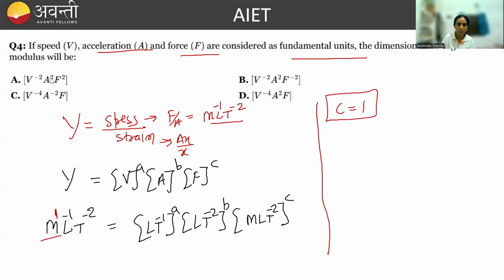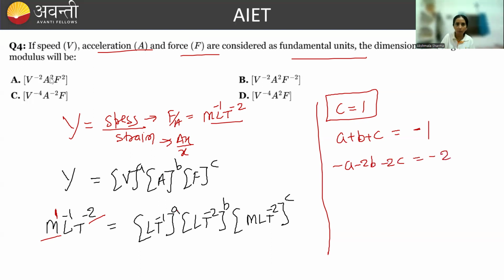Okay. Now let's see power of L. So power of L here is a, here is b, and here it is c. So a plus b plus c will be equal to how much? This is equal to -1. Now let's finally see the power of T. So here it is -2, and here it is -a minus 2b minus 2c, and this is equal to -2.